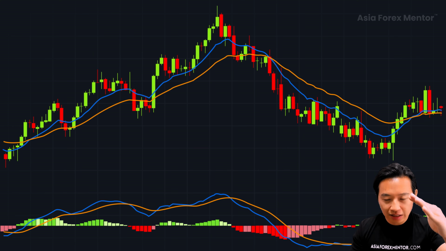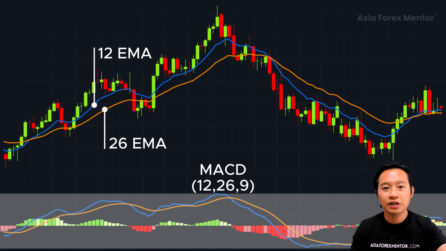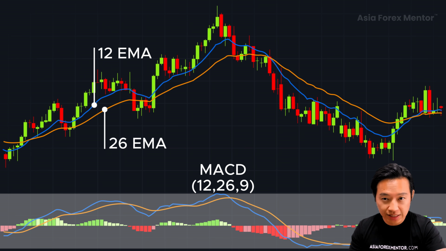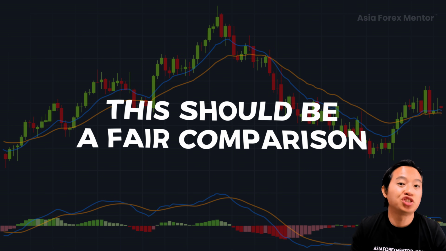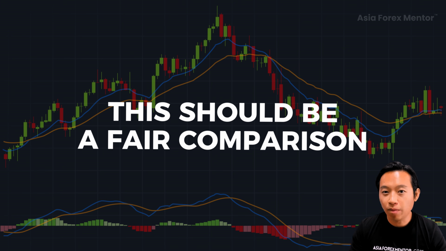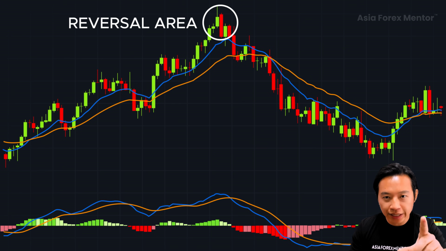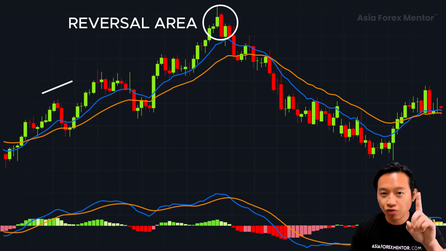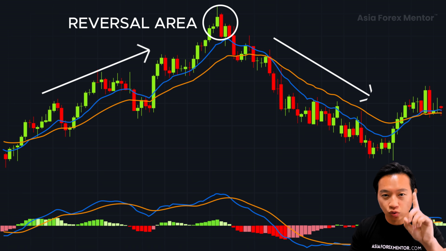I'm going to show you this. I'm going to plot a 12 and a 26 EMA along with the MACD on the chart, which is also 12 and 26. The MACD is calculated based on the 12 and 26 EMA, right? So this should be a fair comparison, isn't it? Now, here is the reversal area, right? So from this point, price reversed from an uptrend to a downtrend.